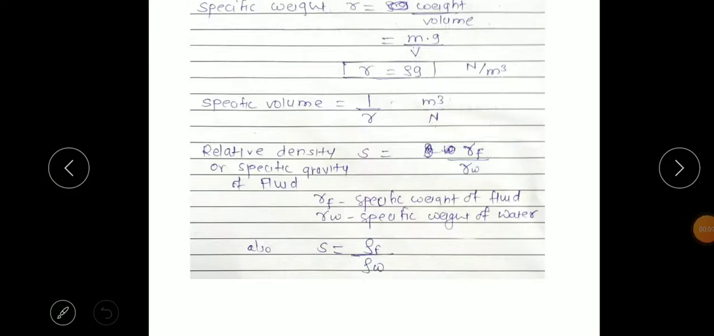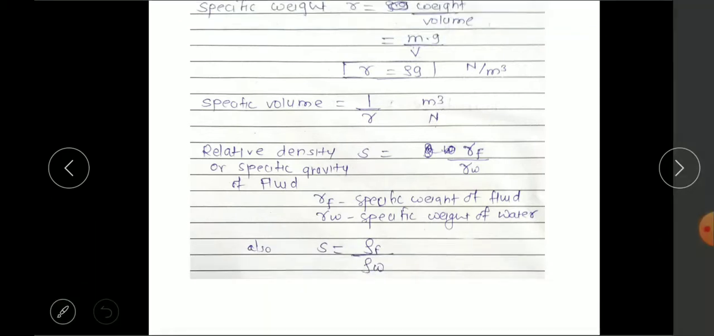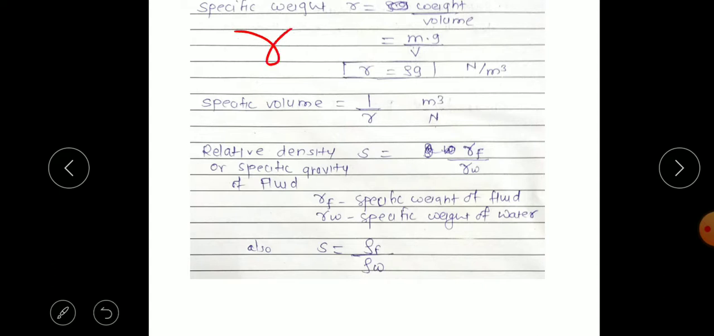Good morning, students. Next topic, we are taking numericals on the first unit, fluid mechanics, on the properties of the fluid. So we have covered the theory part. In that we have derived formulas. The first property we are considering is specific weight. So specific weight, we know, denoted by gamma, is the weight upon volume.